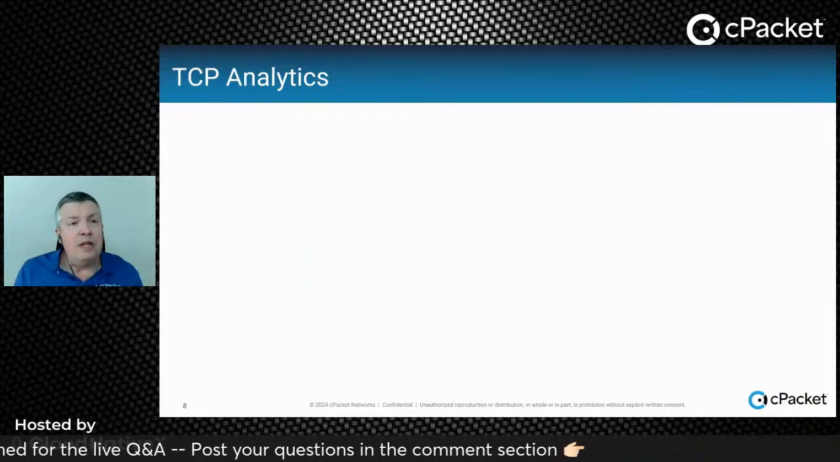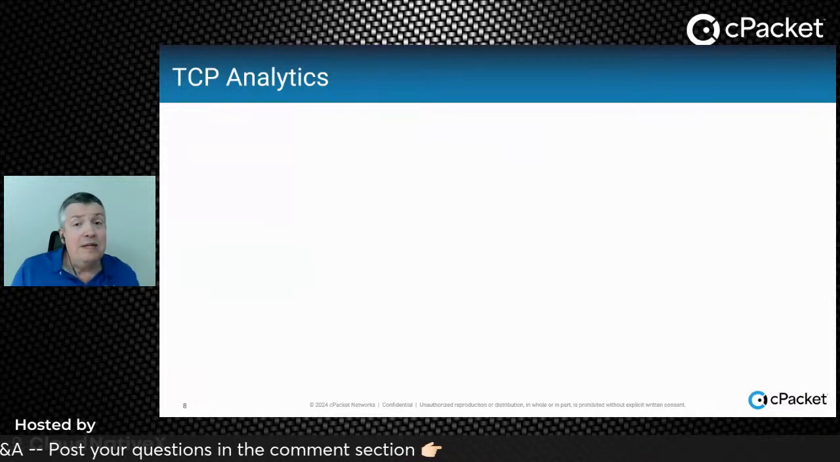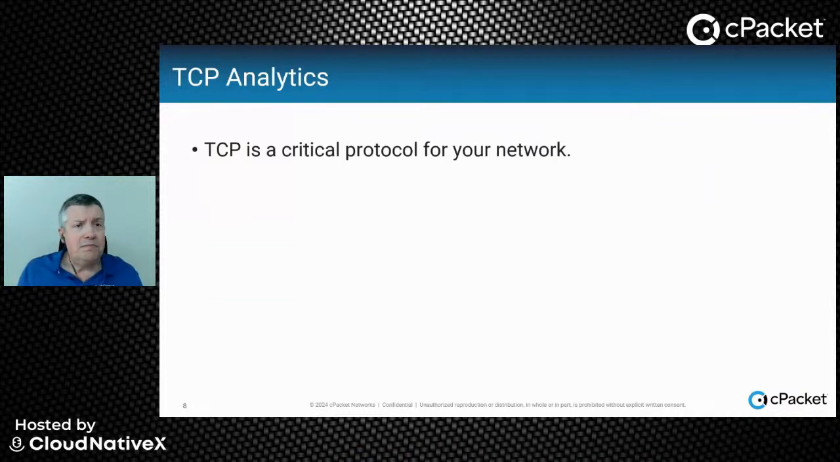Let's talk more generally. Let's jump into talking about TCP analytics. TCP is a critical protocol for your network. Hey, maybe you're going to put your hand up and say, TCP, I don't use any TCP. No problem. Generally speaking, people are using a range of protocols on their network. UDP, TCP, just two very simple examples. And that is a critical protocol on your infrastructure.